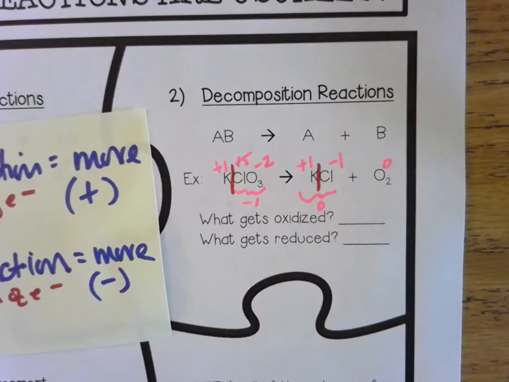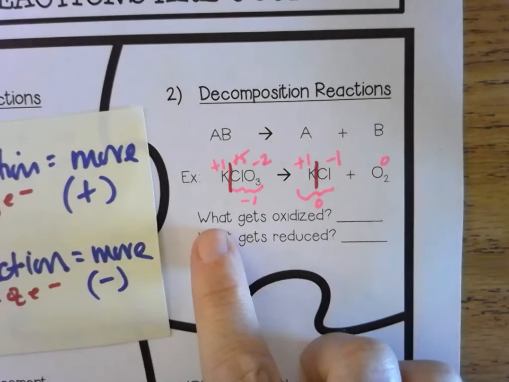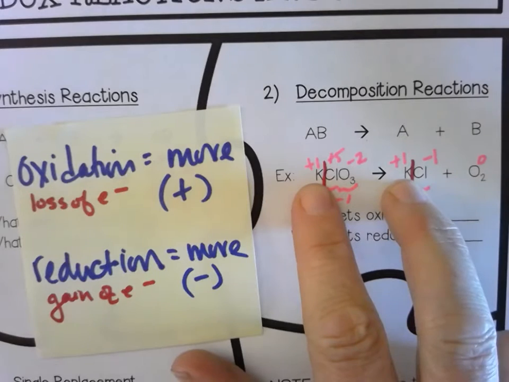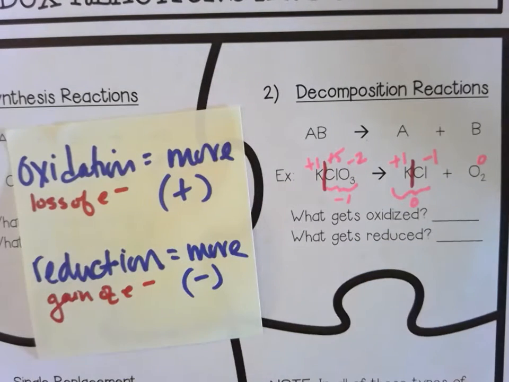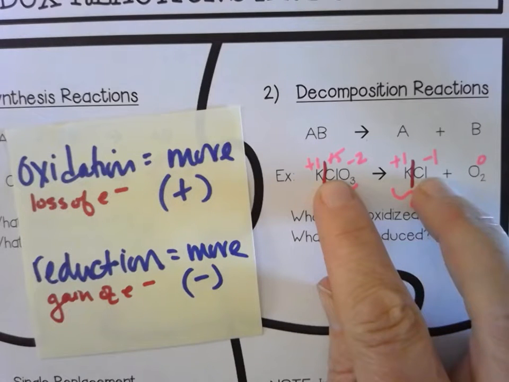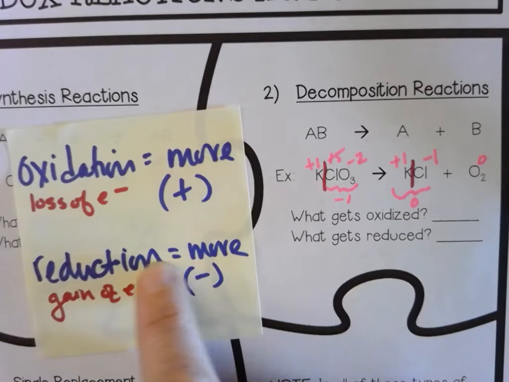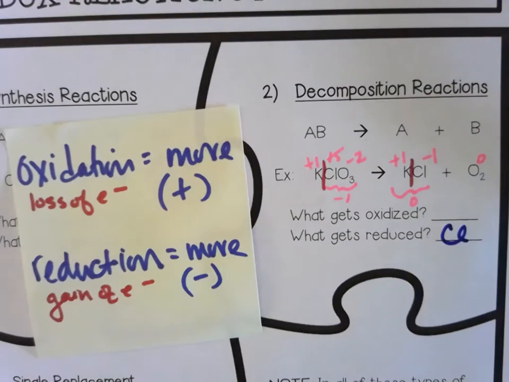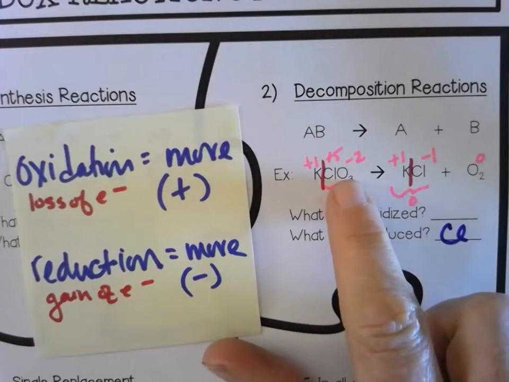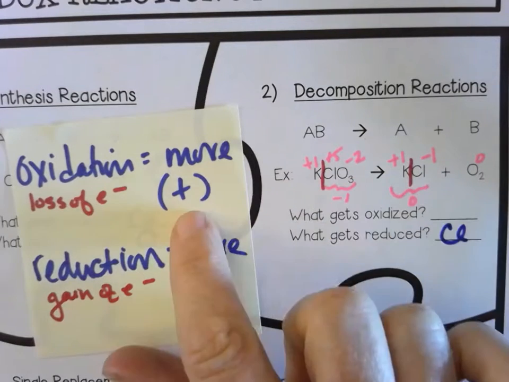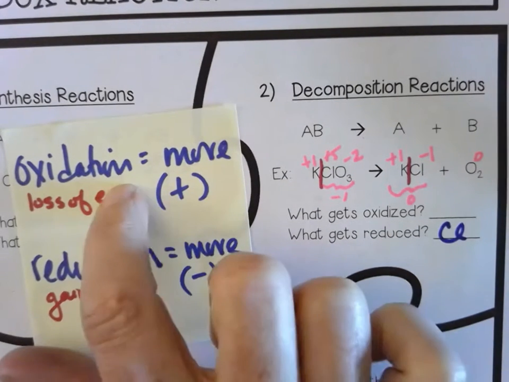Alright, now we're going to figure out what gets oxidized and what gets reduced. If I look at the K here and the K here, they both have a +1 charge. Nothing happened to them. Let's look at the Cl here and the Cl there. I went from a +5 to a -1. I became more negative, therefore it was reduced, and it was a gain of electrons, and that was Cl. Oxygen is a -2 charge and a 0 here. To get from -2 to 0, we became more positive, so it was oxidized. So O.